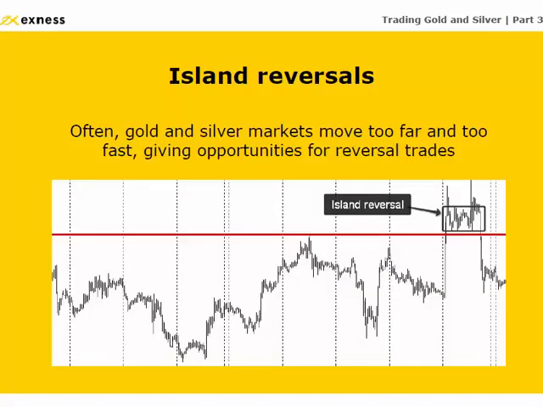And the first setup which we are going to talk about today is island reversal. Often gold and silver markets move too far and too fast, giving opportunities for reversal trades. You might see sometimes very rapid price action go in some direction. The cause for such action may be different. It might be political context, it might be something unexpected happening outside of the markets.